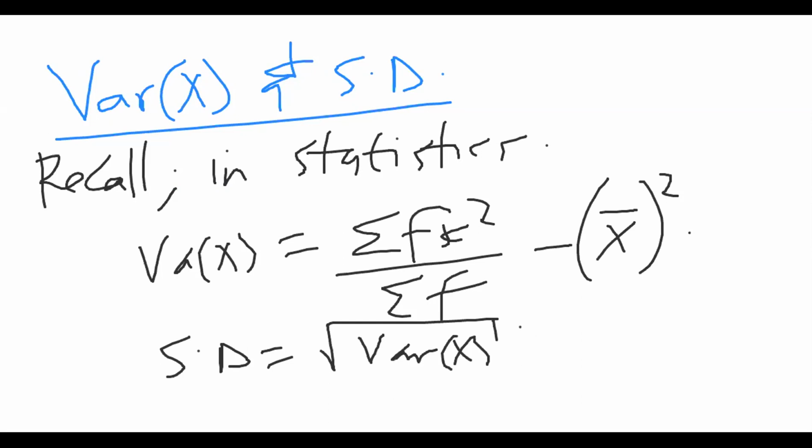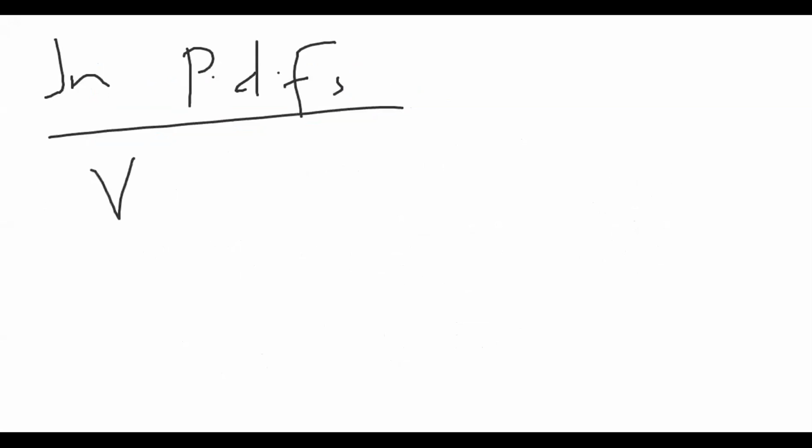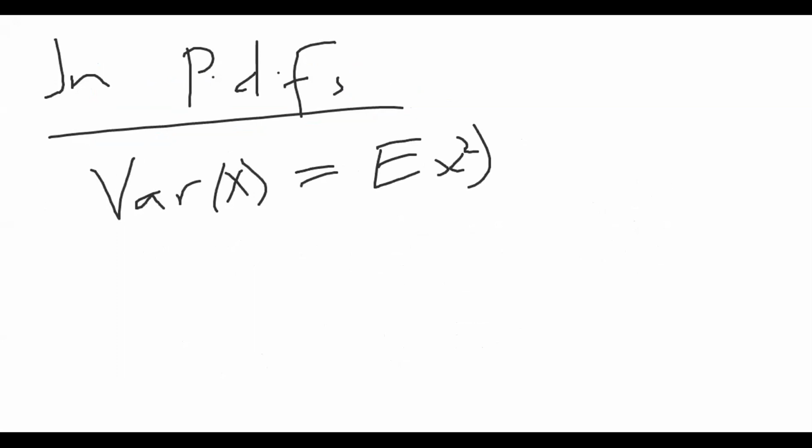This was in statistics. How about in probability theory? What do we do? Let me go to the next page here. So in the probability distribution function, our variance of x will simply be equal to the expectation of x squared minus the expectation of x, squared.